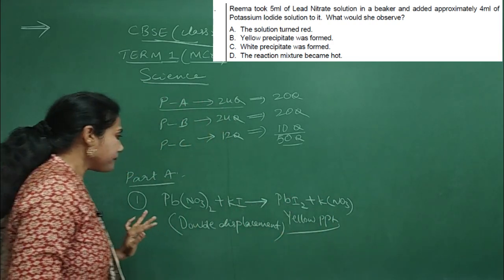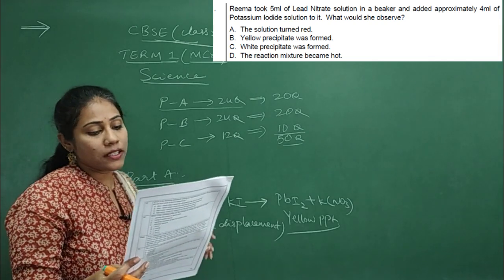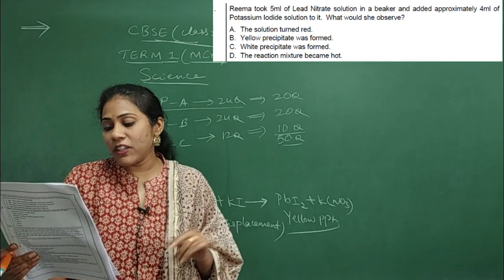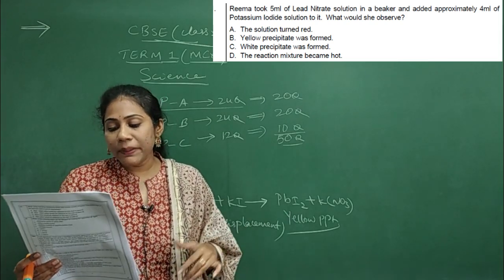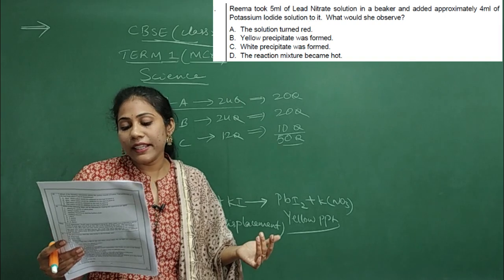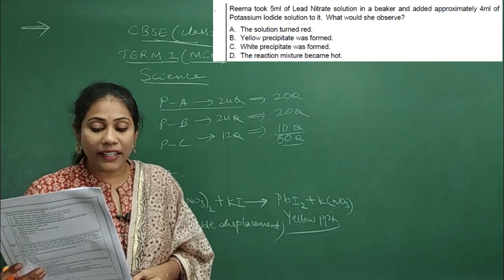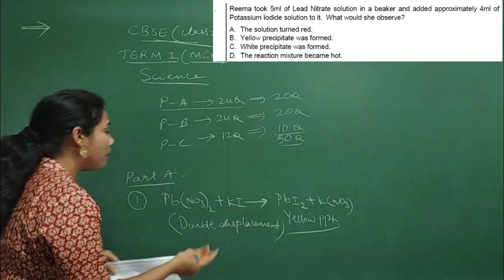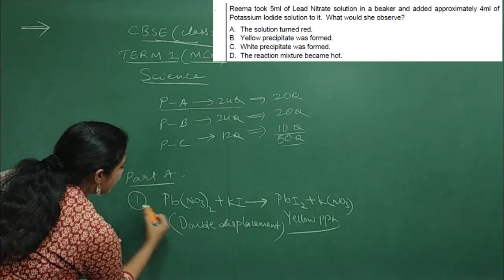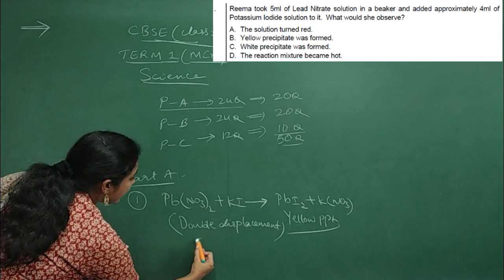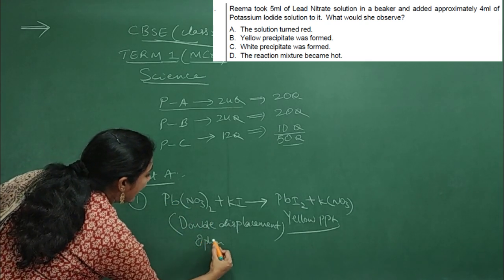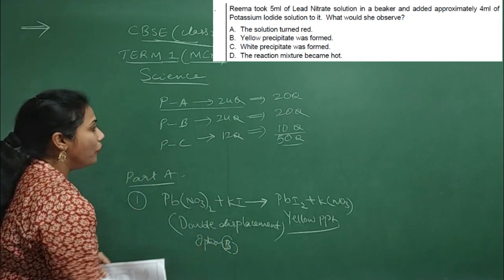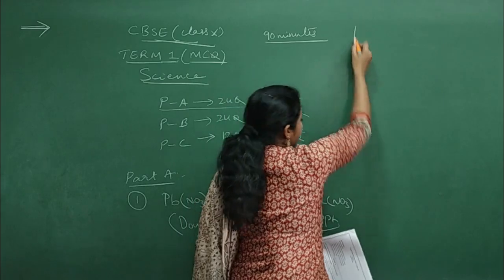Okay, fine. So here, look at the options. Option A, the solution turns red. Option B, yellow PPT was formed. Option C, white PPT was formed. And option D, the reaction mixture became hot. So definitely we will go for option B, that is, yellow PPT is formed, right? So what is the correct answer for question 1? It is option B, yellow PPT. Okay, fine. And now let me go for the second question.